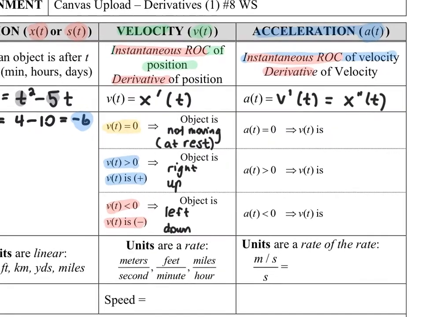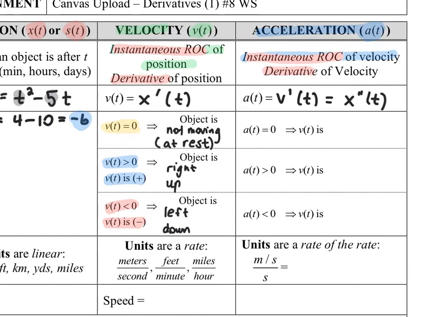And for acceleration, if your acceleration is equal to 0, that means you're on cruise control. You're neither speeding up nor slowing down. So we would say that your velocity is constant.